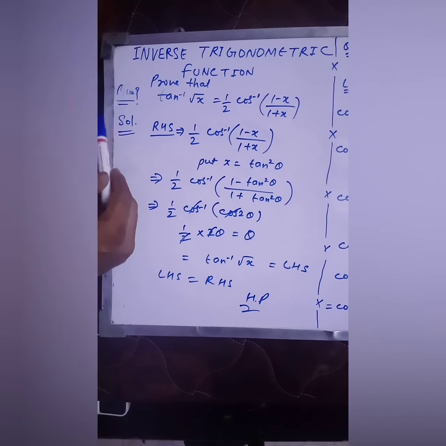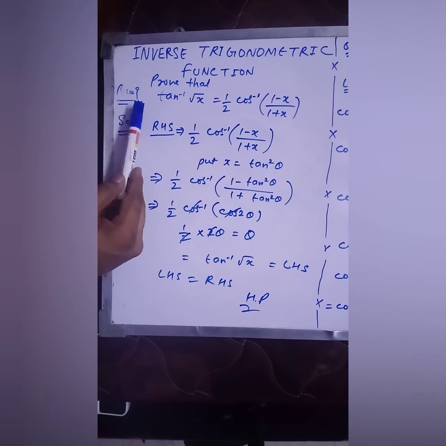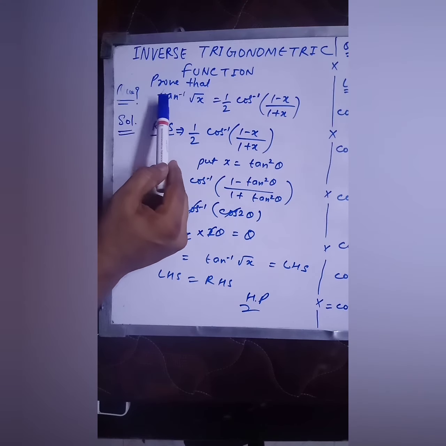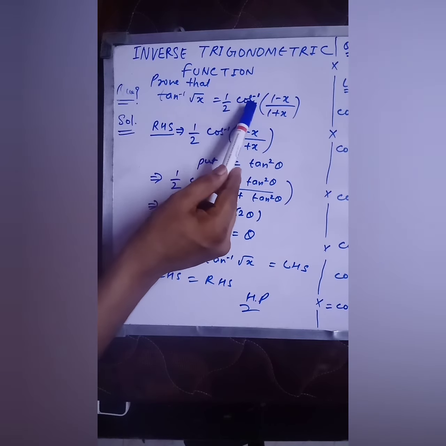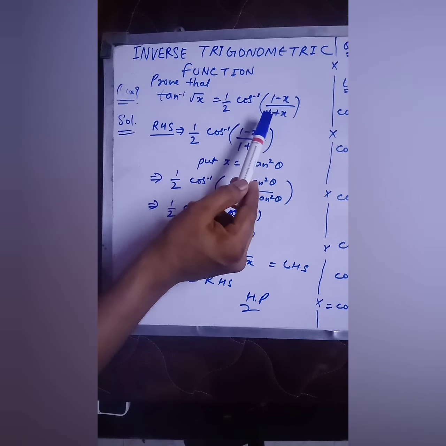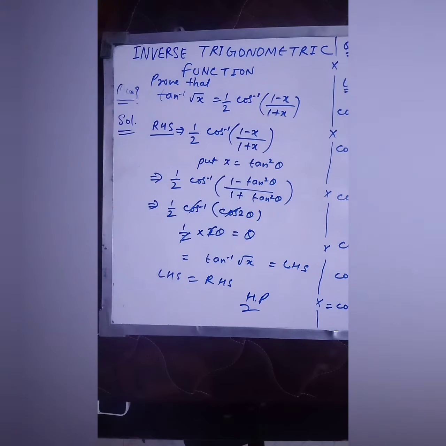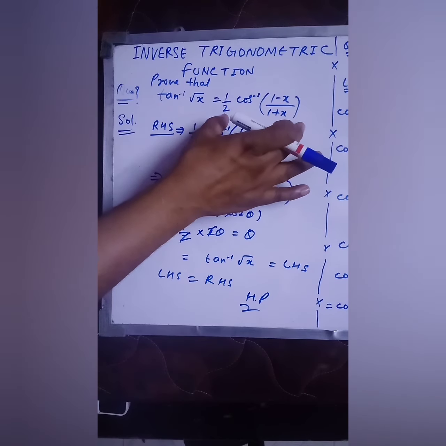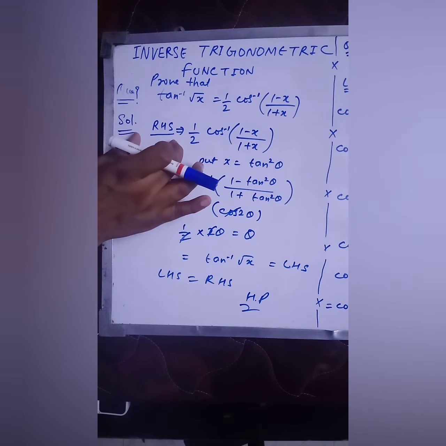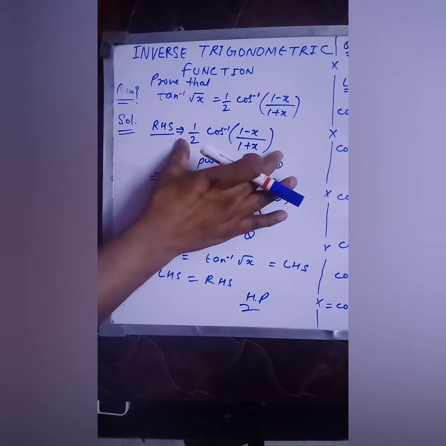This is your question number 9 of your miscellaneous exercise of chapter number 2. Here we have to prove that tan inverse root x is equal to half cos inverse of (1 minus x) over (1 plus x). In this question, I'm taking the right hand side first. So this is the right hand side of your question.